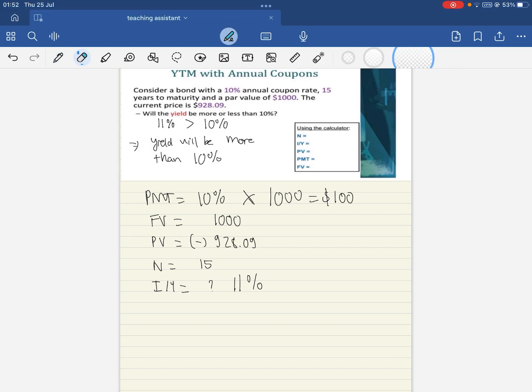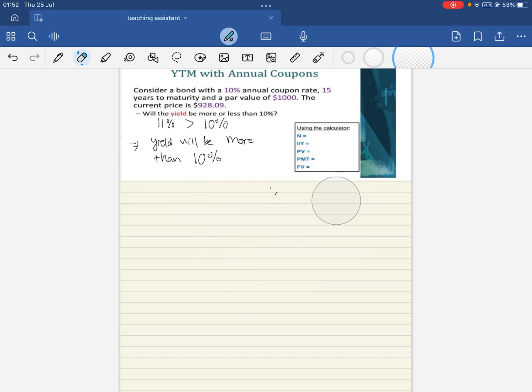So that is one way to do this exercise. However, there is a much quicker way to do this kind of question without having to use the calculator. I will show you guys. As I have explained in the first video about chapter 6, theoretically, whenever the face value is equal to the price, the yield is equal to the coupon rate.